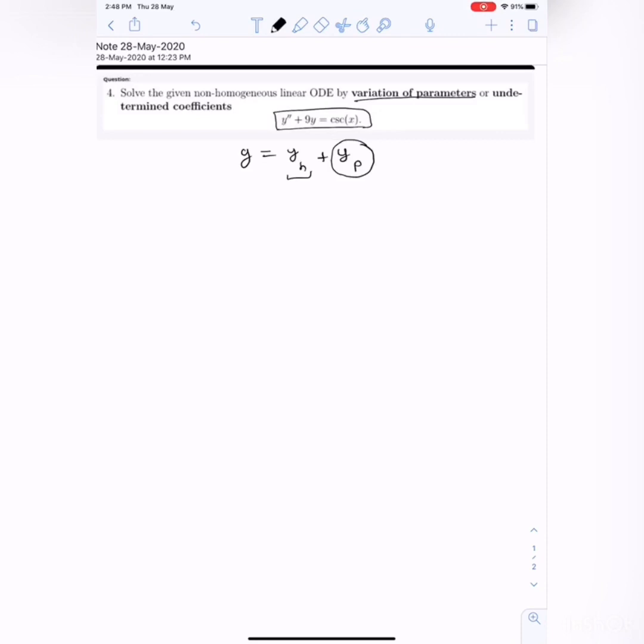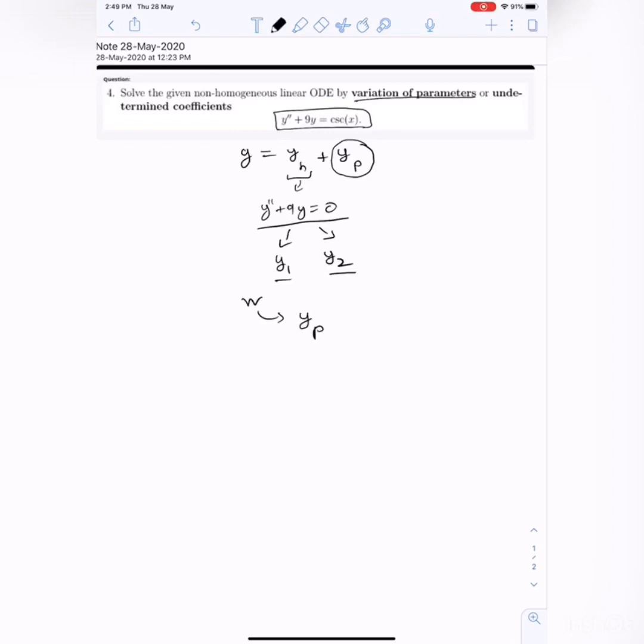We would solve this y homogeneous by substituting y double dash plus 9y equals 0. Solving this would give us two fundamental solutions, y1 and y2. We will be using these to find something known as a Wronskian. Then we would use that to find our y particular.